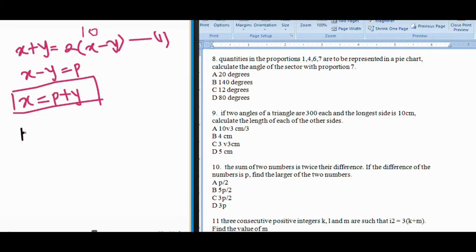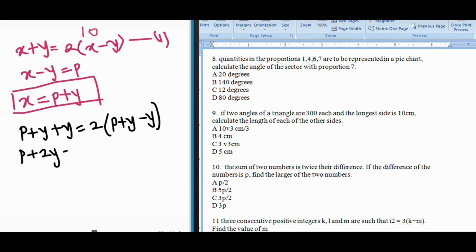Hence, we have P plus Y, then plus Y will be equal to 2 into P plus Y minus Y. P plus 2Y will be equal to, minus Y plus Y in the bracket will go. We have only P there. P times 2 will give us 2P. So, which means 2Y will be equal to 2P minus P. That's collecting the like terms. Which means 2Y will be equal to P. Y will be equal to what?